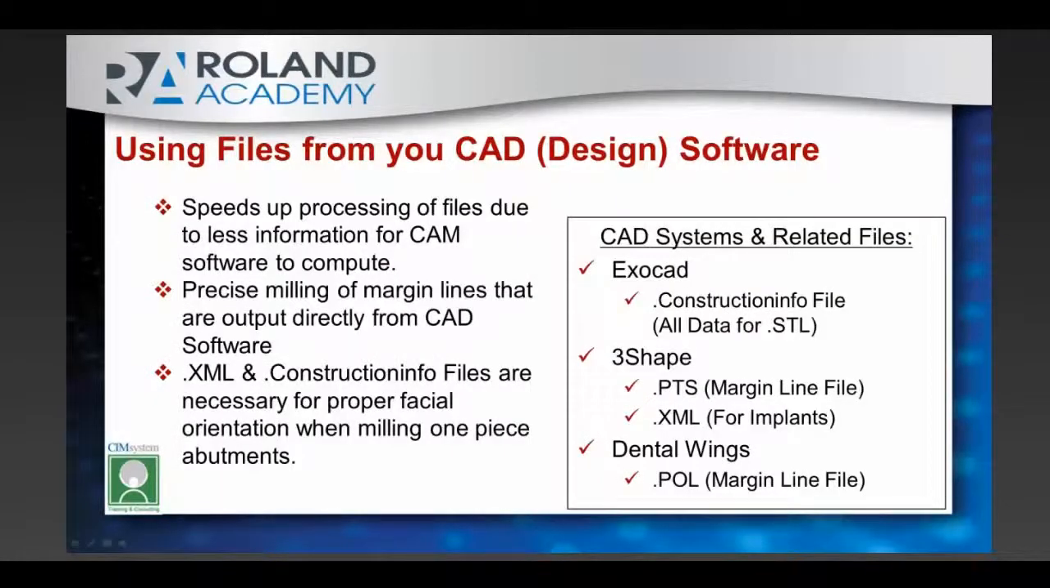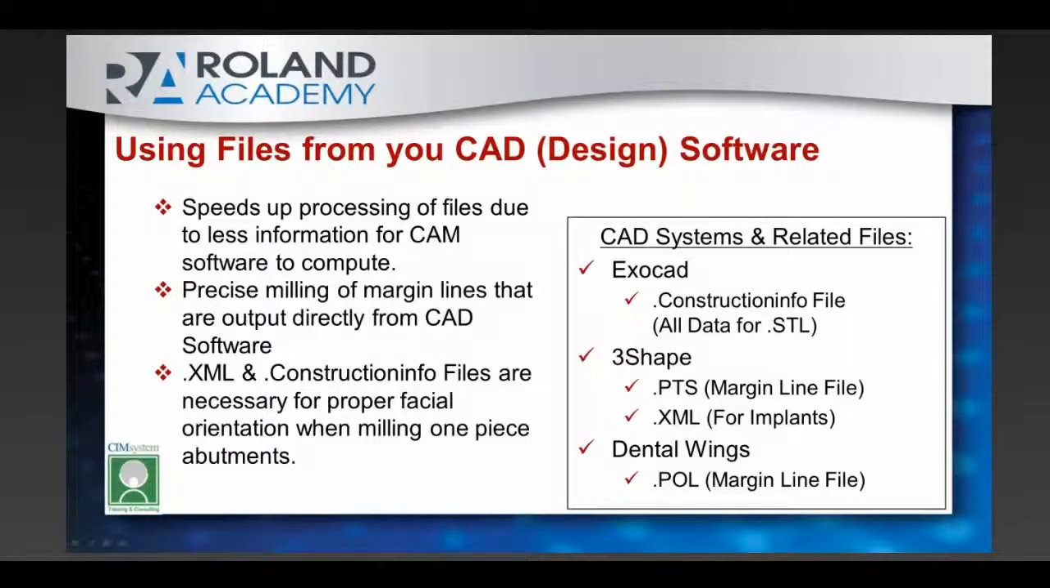So the next thing that I'd like to talk to you guys about is what files you need from the CAD software to make your life a little bit easier in the SUM3D software, especially when you're processing these in a production environment. So there's a couple different output files. 3Shape gives you the PTS and the XML files. XMLs are going to be for the abutments. The PTS is going to be for the margin line. ExoCAD outputs what's called a construction info file, which produces all that information as well. And Dental Wings outputs a POL file, which gives you the margin line as well.